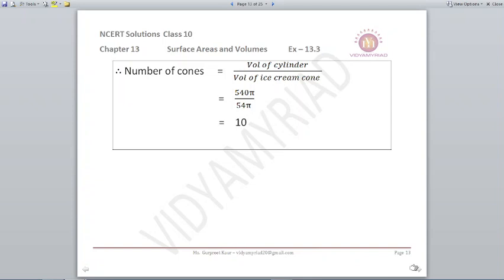Now to know the number of cones, we can find out the volume of the cylinder divided by the volume of the ice cream cone. So that is 540 pi upon 54 pi. Here now look, pi gets cancelled. That is why I have not done pi calculations earlier. I left it as it is. So the number of cones comes out to be 10.